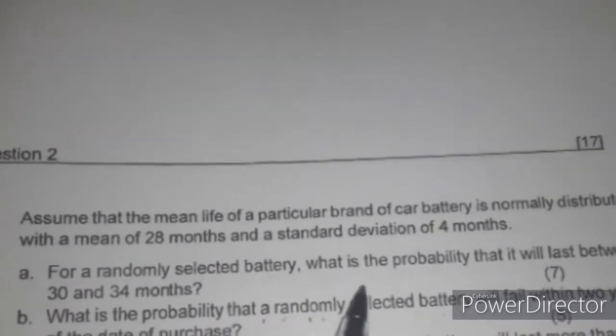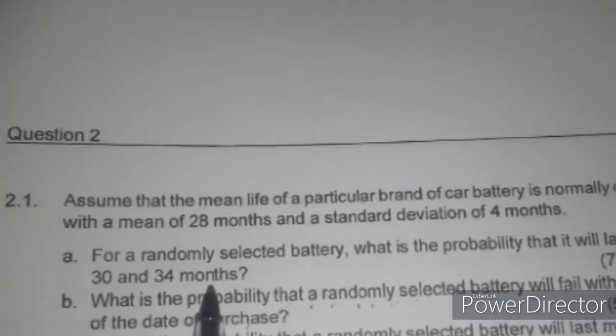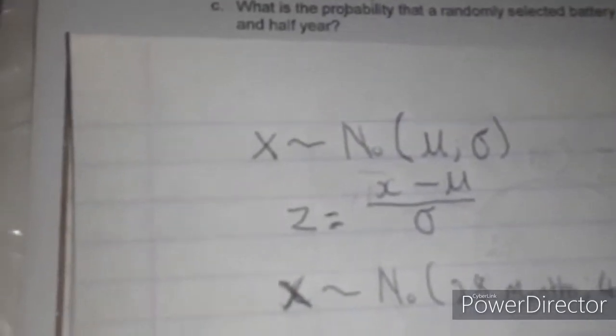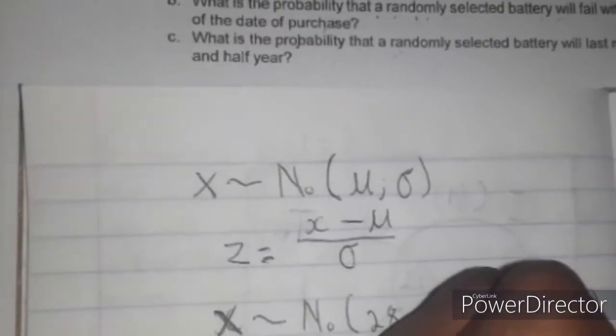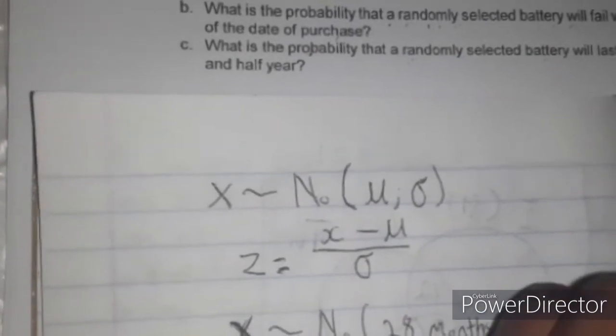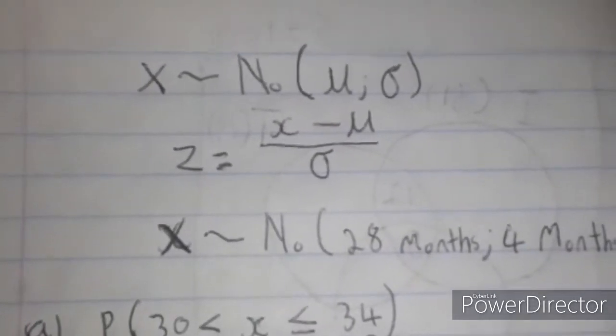Question A. For a randomly selected battery, what is the probability that it will last between 30 and 34 months? Which means P of 30 is less or equal to X, and X is less or equal to 34, which means between 30 and 34.